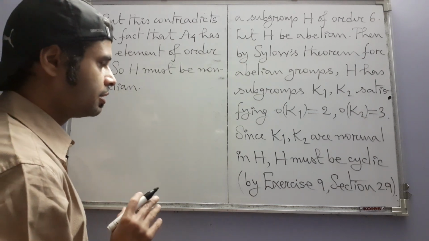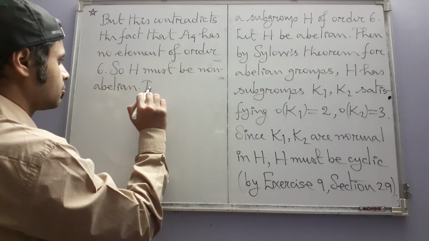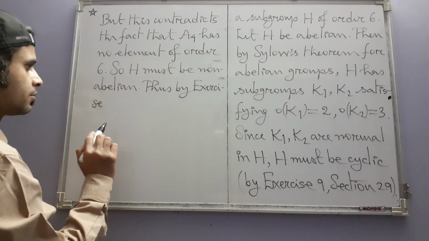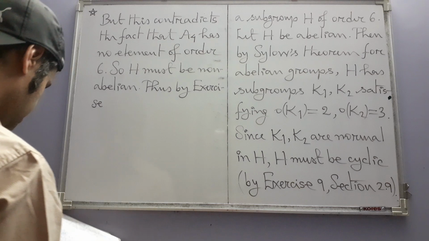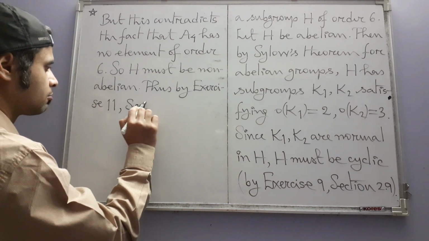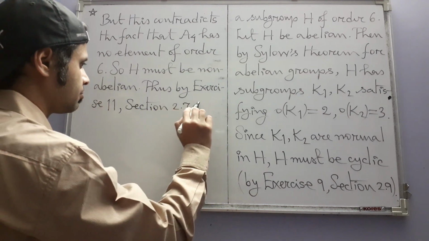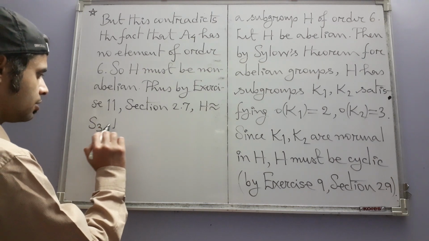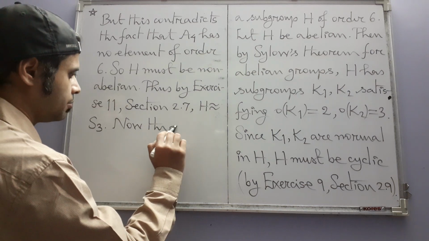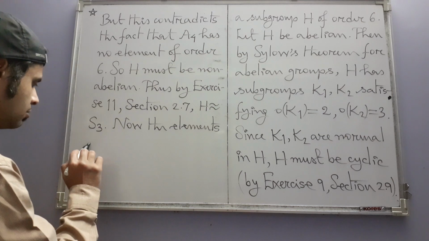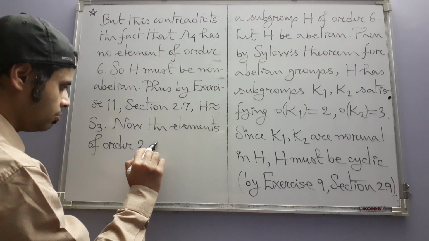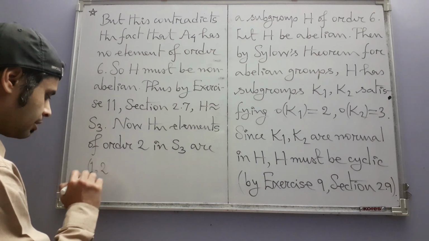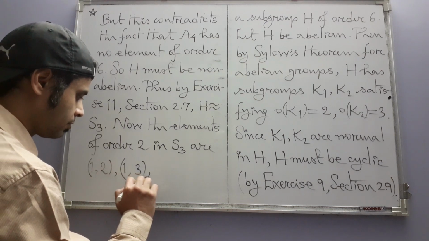Now H is a non-abelian group of order 6, so H is isomorphic to S3 by another exercise, exercise 11 of the 7th section. H is isomorphic to S3. Now the elements of order 2 in S3 are the three 2-cycles. We already know what they are: (1 2), (1 3) and (2 3).